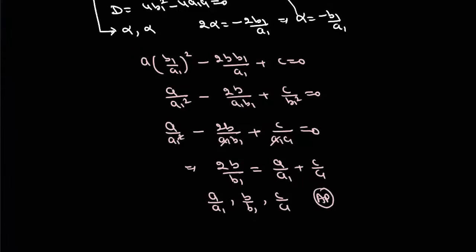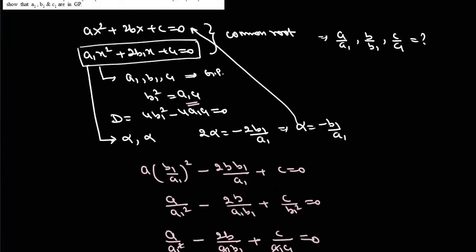So this is how we prove that a upon a1, b upon b1 and c upon c1 are in AP. And at times they may ask you a1 upon a, b1 upon b and c1 upon c. So if they are in AP, then their reciprocals will be in HP.